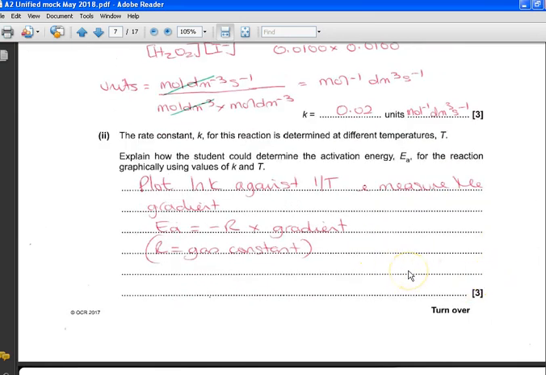You need to really know the Arrhenius equation and what you can do with it, how you can manipulate it to find different values. You're asked how you'd be able to find activation energy, and if you plot log k against 1 over temperature, measure the gradient, then the activation energy is given by minus the gas constant times the gradient.